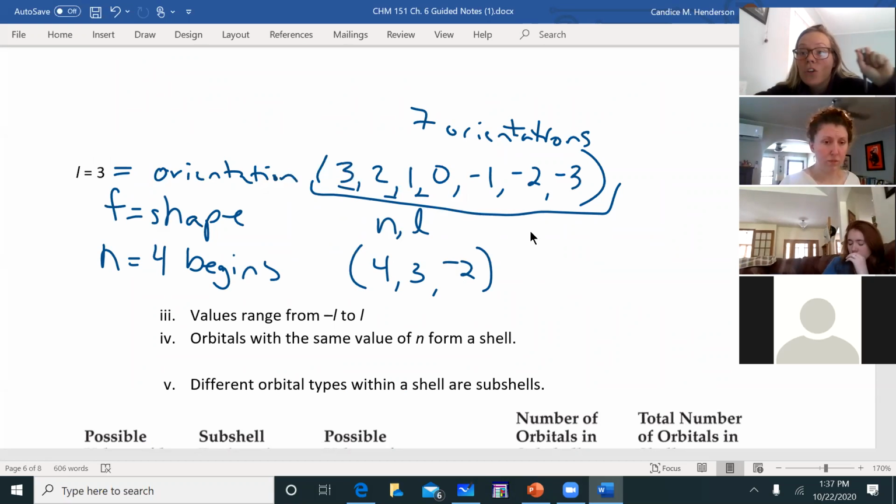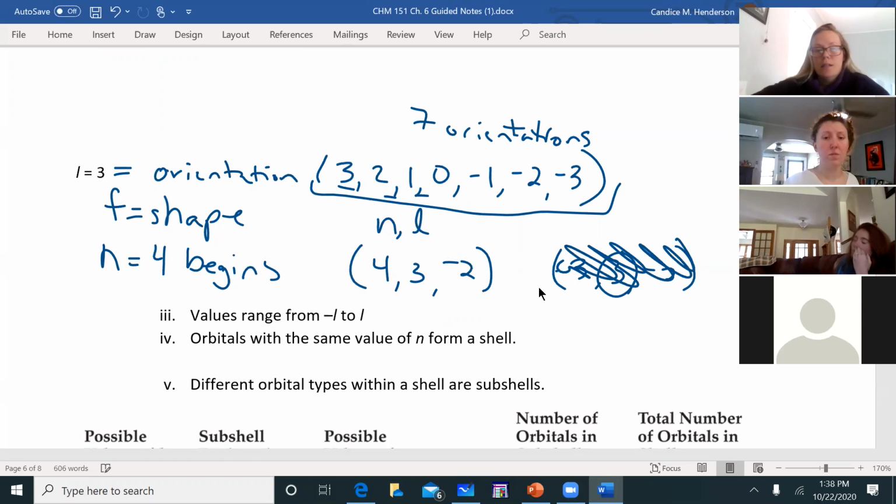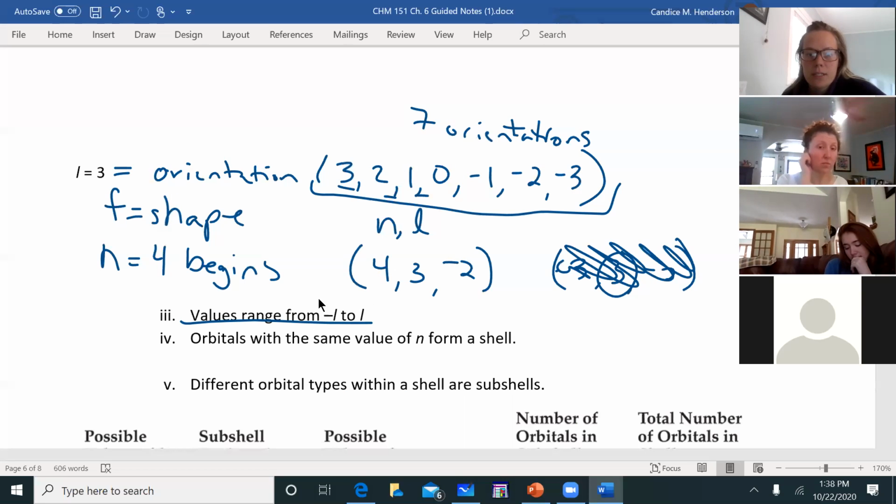What would be an incorrect orientation number would be something like 3, 3, -2, because this is telling me it's the F shape, and F doesn't exist in the 3rd floor. F only exists starting on the 4th floor. Hopefully that makes a little bit more sense. So that's where this is saying the values range from -L to +L. So 7 orientations.